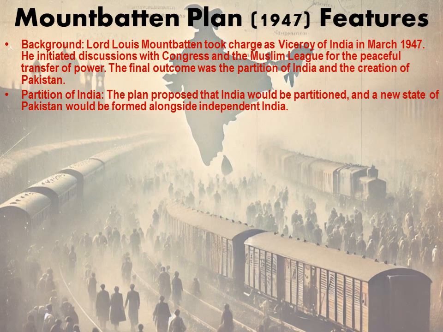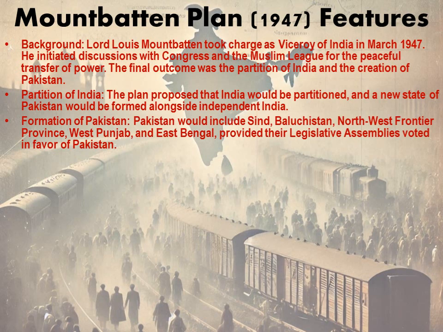Partition of India. The plan proposed that India would be partitioned, and a new state of Pakistan would be formed alongside independent India. So, India was to be divided into two parts, India and Pakistan. That was the final decision taken by Lord Mountbatten. Formation of Pakistan: which parts will be in Pakistan? So, Pakistan would include Sindh, Baluchistan, Northwest Frontier Province, West Punjab and East Bengal.